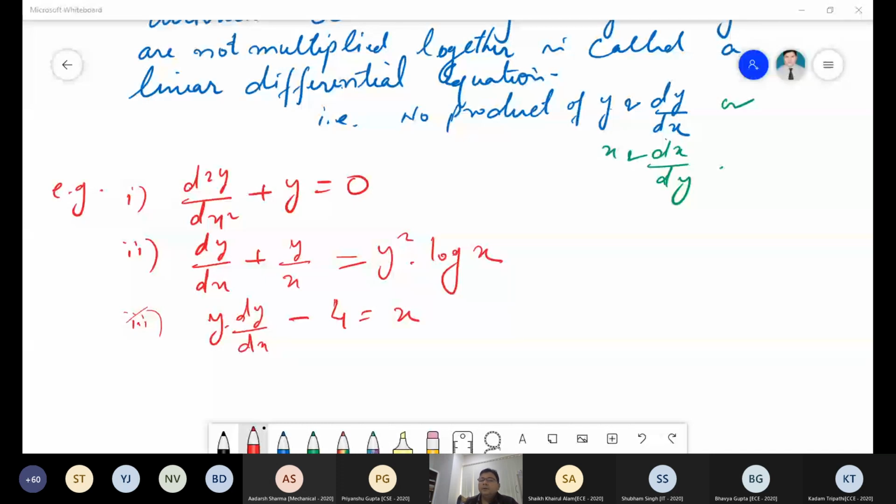Which is linear? Who will tell me? Raise your hand. Sir, second is not linear. Sir, the third one is not linear. Third one is not linear. Second is also not linear. Okay, first is linear. Yes, by the definition of the linear differential equation, the first is a linear equation, and the second and third are not linear equations. Anybody has doubt?